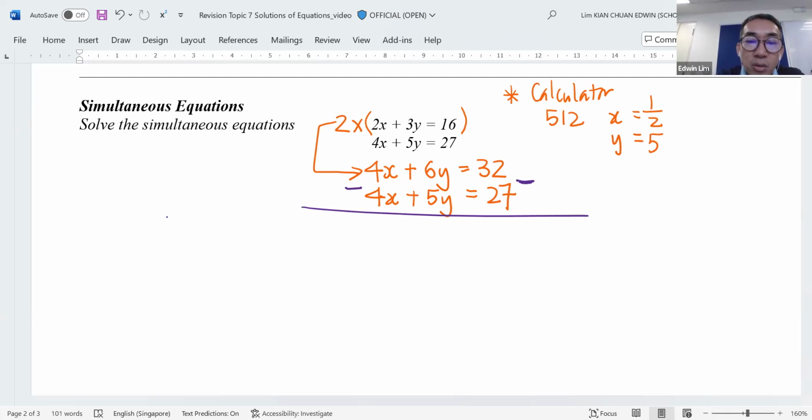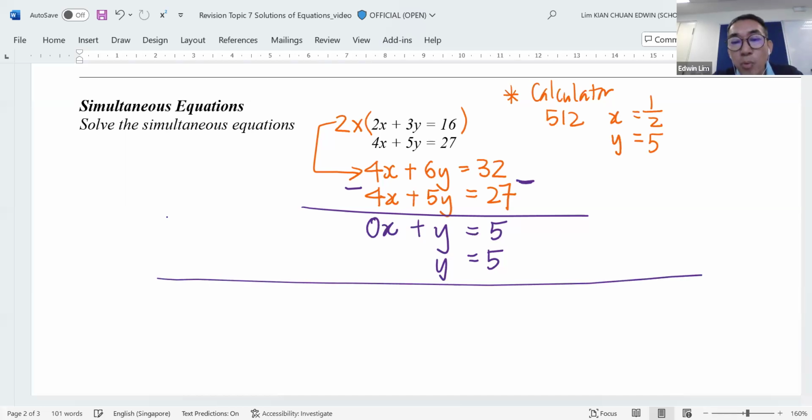4x minus 4x, 0x. 6y minus 5y, I will get plus 1y. 32 minus 27, I get 5. The answer for y is out now. y equals 5. I get the y value, so I can find x now.